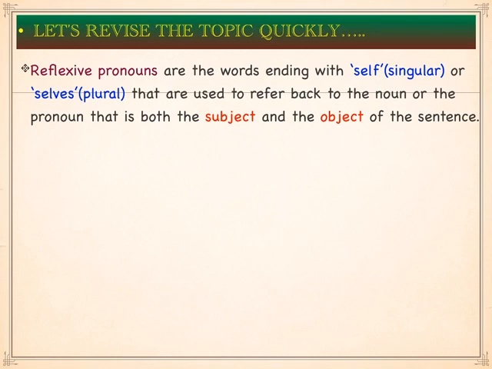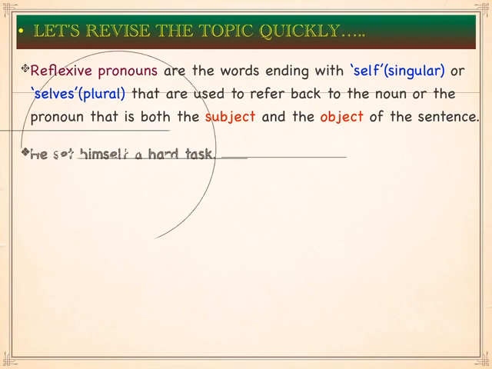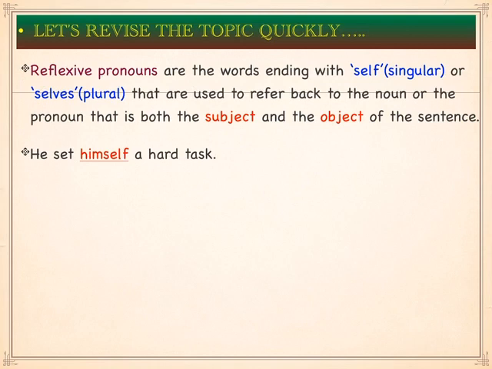Reflexive pronouns are the words ending with self, which is used for singular number, or selves, which is used for plural number, that are used to refer back to the noun or the pronoun that is both the subject and the object of the sentence. For example, he set himself a hard task. So here the subject of the sentence is he and the object of the sentence is himself.